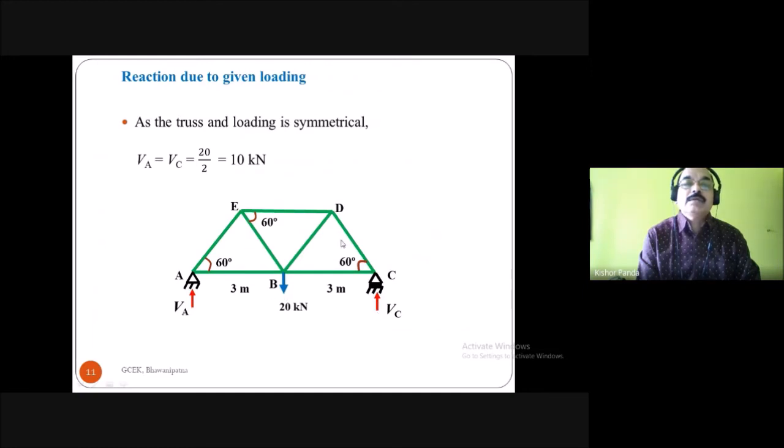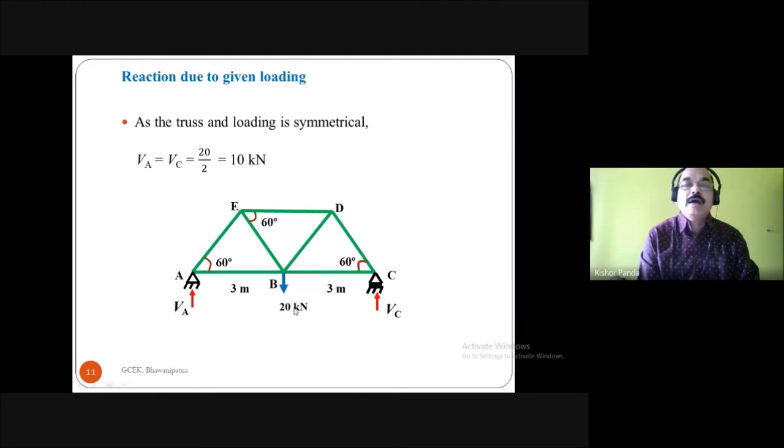Here you see the truss loading and the geometry are both symmetrical, because this is a symmetrical truss and the loading is present at the midpoint, point B. So what is the reaction at both ends? The reaction at A is VA and the reaction at C is VC.